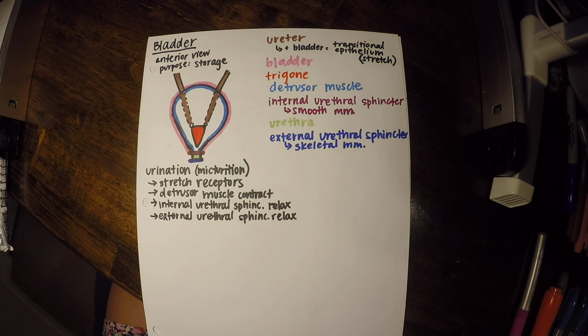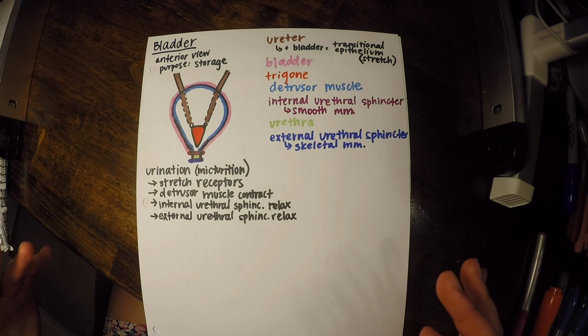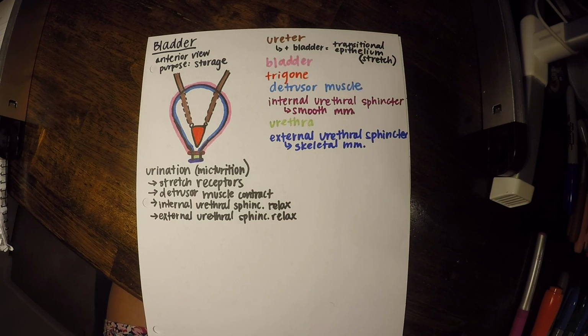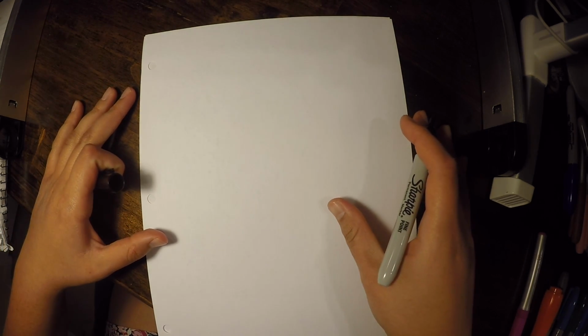So this is what we have covered with the bladder so far. Now, let's follow this urethra down and look at how it looks in both males and females. So let's start with our next view. We're going to do a mid-sagittal cut. Alrighty, so let's draw some people out and some pelvises. Alright, so our mid-sagittal cut.